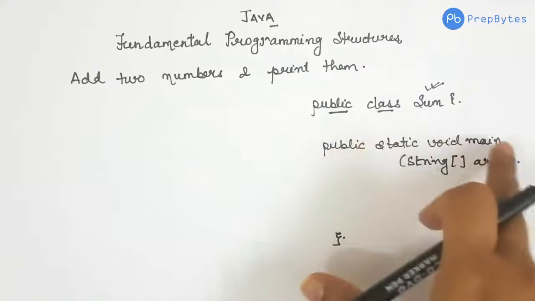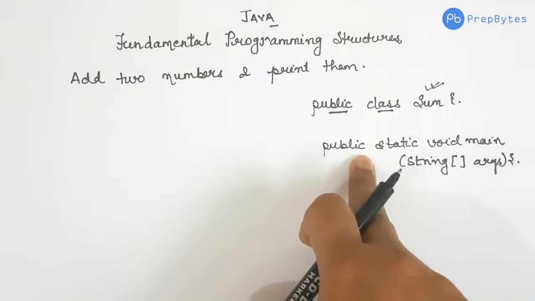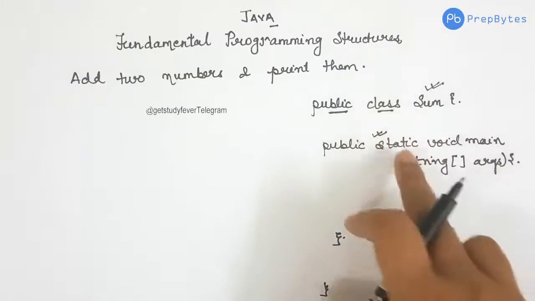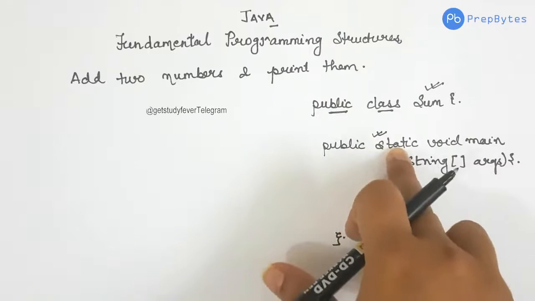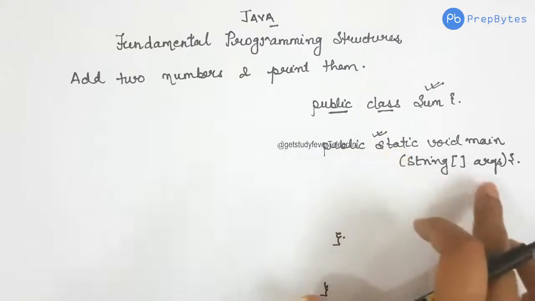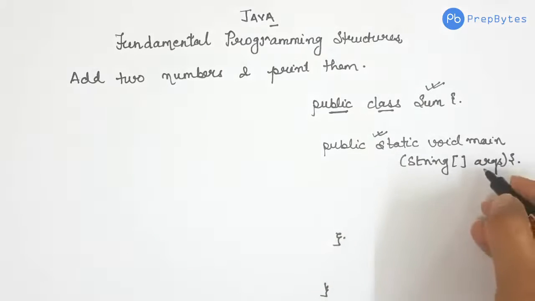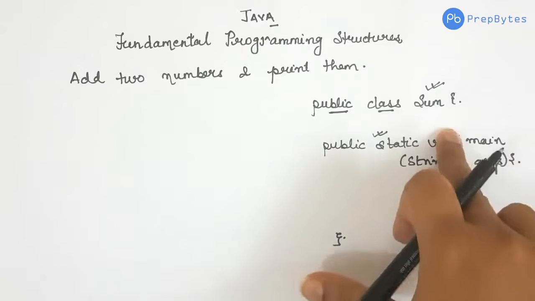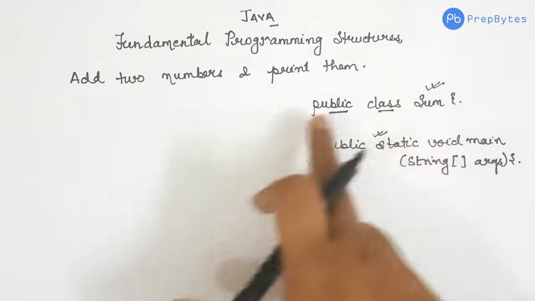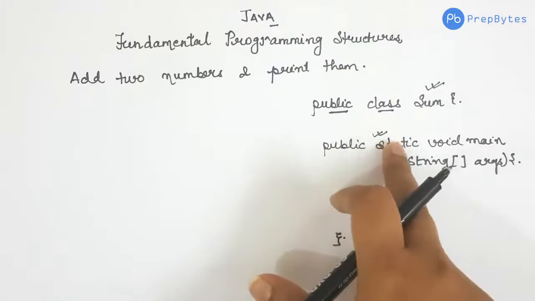Again, we have an access modifier for main, and main is always public. We will see why main is always public when we talk about access modifiers. And static is something we will discuss in detail when we discuss classes and objects. As of now, try to understand that this is how we write the main method in Java. This is the command line argument. This word is a return type which says that we are not returning anything. So this is how we write main in Java. We will discuss these things in detail later on.